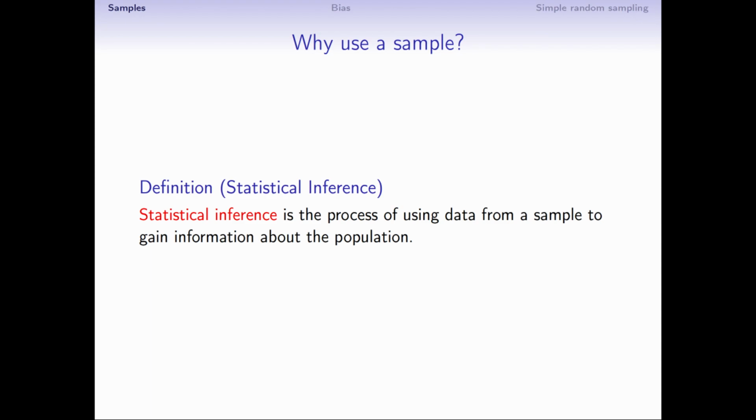Statistical inference is the process of using data from a sample to gain information about the entire population. So when we're thinking about using a sample, we're thinking about making some conclusion about that sample and then inferring it back to the population as a whole.